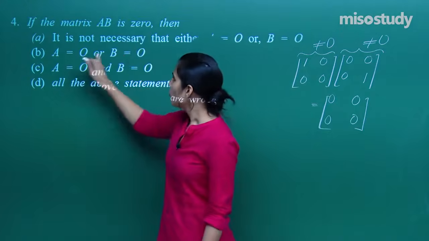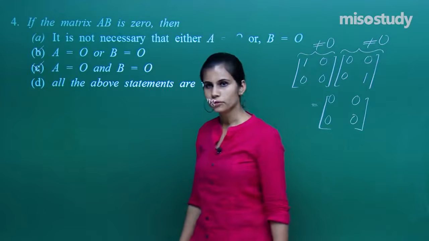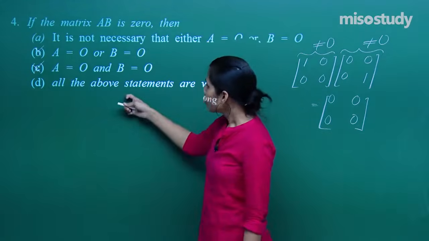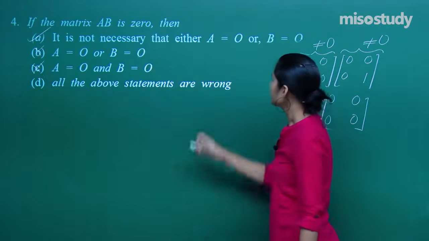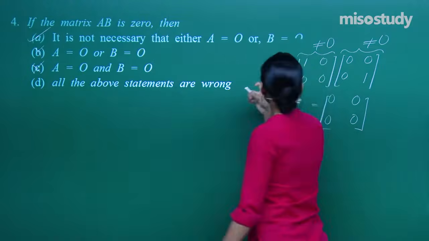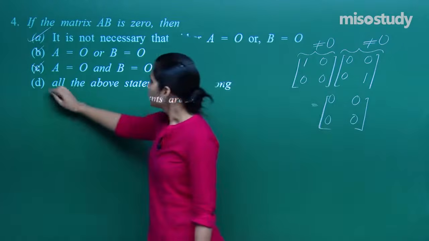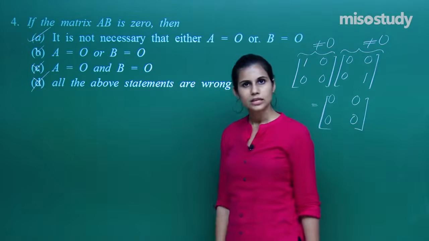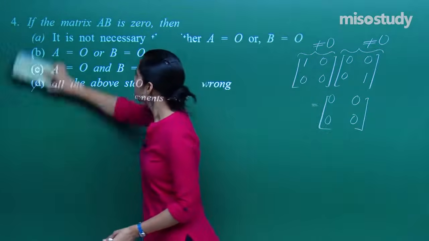That doesn't mean one of them has to be 0 or both of them have to be 0. No. It's written all the above statements are wrong, but first statement is correct, that it is not necessary that either A is 0 or B is 0. Like over here. Both are non-zero, but still the product is 0, and therefore D is also wrong. Fine. Direct usage of concept.